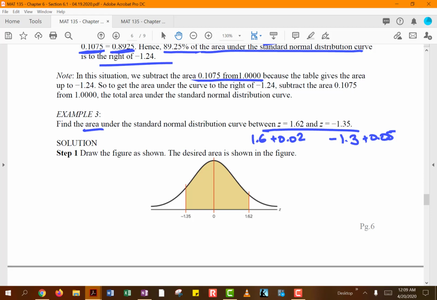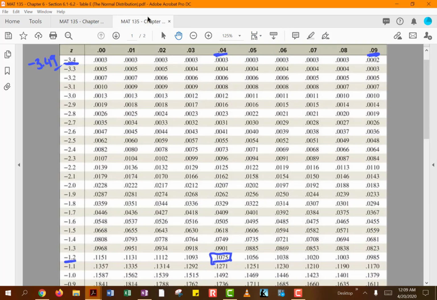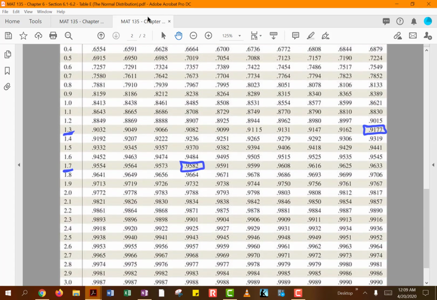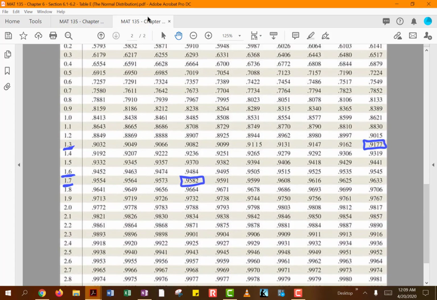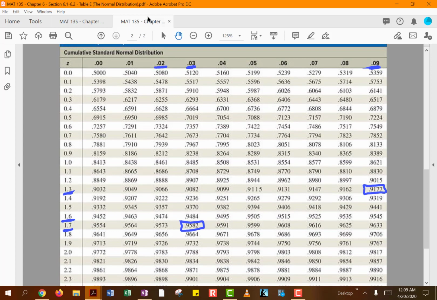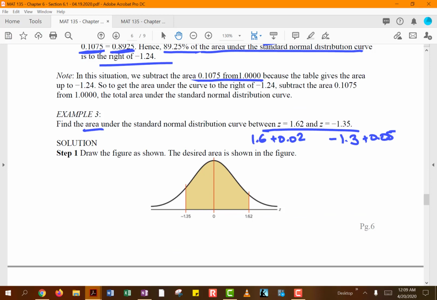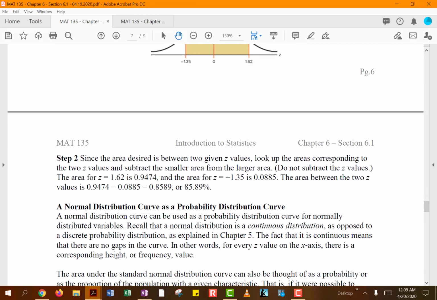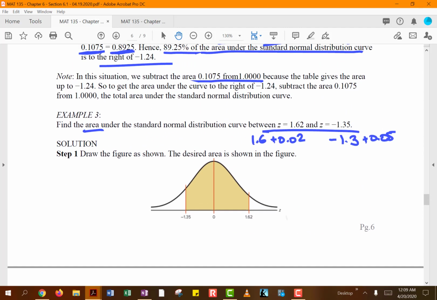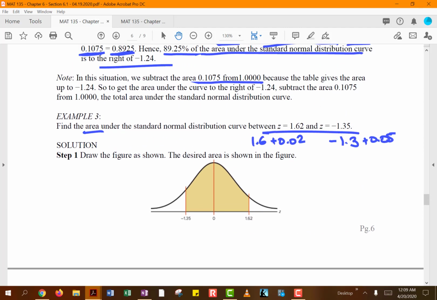first. We've got 1.6 and then 0.02. So 1.6 is here, 0.02 is here. So if you see where these two guys will meet, looks like that's going to be at 0.9474 for that first one. So you should be able to verify that here. That's 0.9474. Now let's look for the other one, negative 1.3 and 0.05.